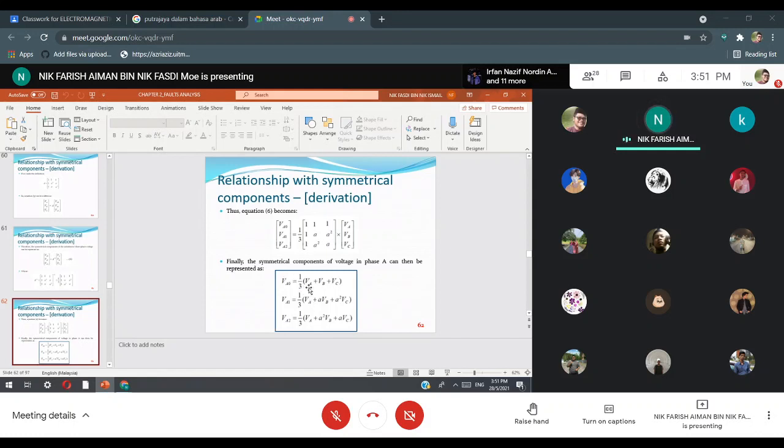The relationship between unsymmetrical is 1/3 times the total of VA, VB, and VC for the zero sequence. Same case for the other sequences, positive and negative.